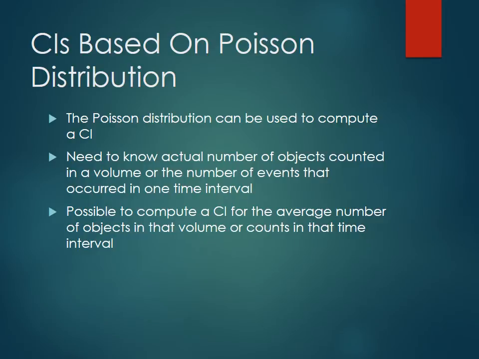So using the Poisson distribution, we can actually compute a confidence interval. In order to do that, you need to know the actual number of events that are counted in the volume or the number of events that occurred over the time period. Again, it's having all the values there. In the background radiation example, you have that detector looking over those periods of time and collecting that data. You can get an average rate that's occurring.